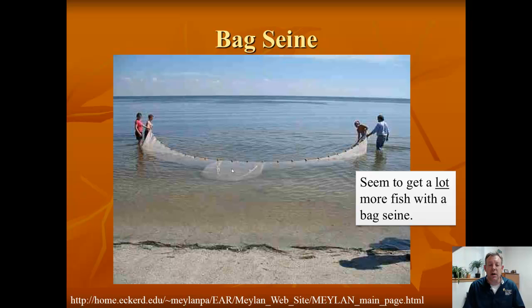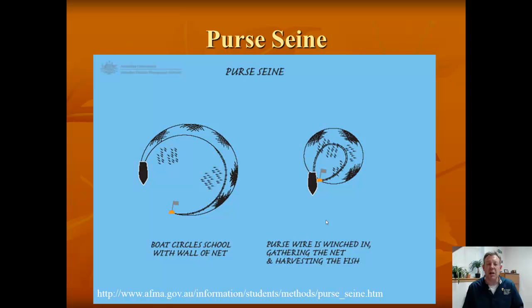So you can see here in the middle of this seine that they've got a bag there, and the fish tend to get in the bag and stay in there, and you tend to have much higher catch rates with a bag seine.